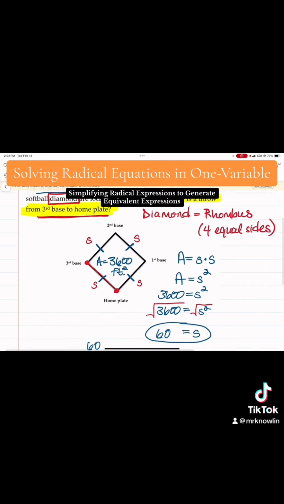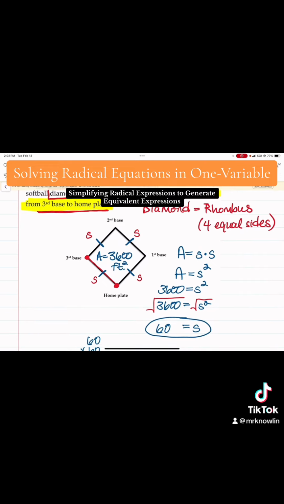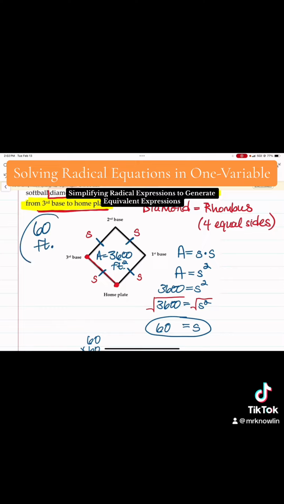The answer to our question, how far is the throw from third base to home plate? 60 feet. Final answer.